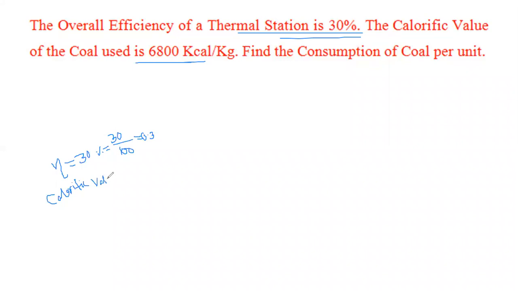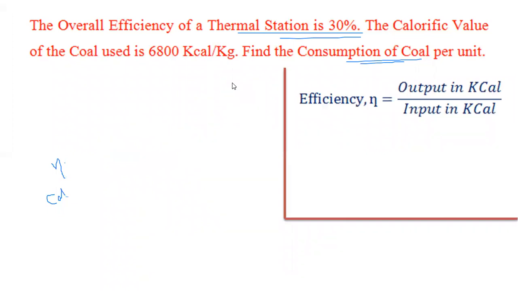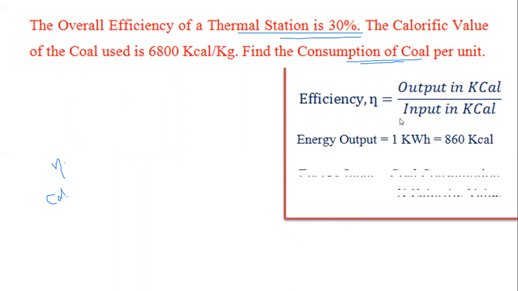The value they have given is 6800 kilocalorie per kg. Find the consumption of coal per unit. How much coal is utilized to generate 1 unit. Here we want to find out how much coal is utilized to generate the 1 unit. Now we want to find this parameter, the primary thing, the coal consumption per unit.